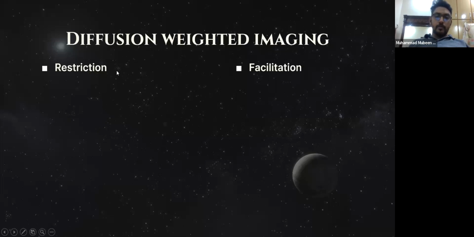So we were talking about diffusion weighted imaging. There are only two kinds of responses you can get on diffusion weighted imaging: either it's restriction or facilitation. Either diffusion is not happening or it's happening, but only this information helps in a lot of cases.